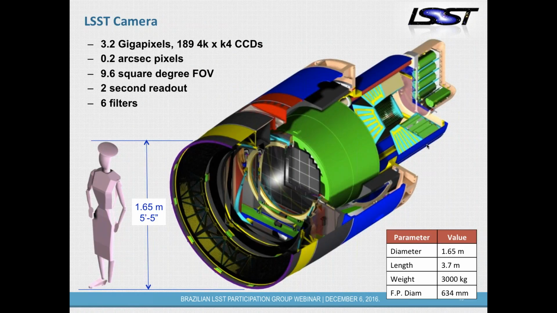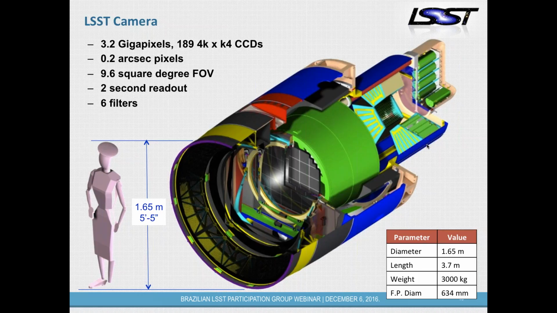The camera consists of 189 science CCDs in 21 what we call rafts, so groupings of 3x3 sensors. It is a big camera, 3.2 gigapixels, 0.2 arcsecond pixels, 10 square degrees field of view, and a 2-second readout. That's probably the most impressive number about that camera, that we can get all those pixels read out in 2 seconds and move on to the next field. And of course, we're going to be using 6 filters, ugrizy, inspired by previous surveys such as SDSS and more recently Pan-STARRS, SkyMapper, and others.